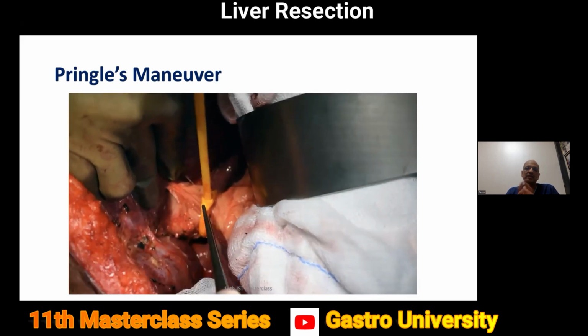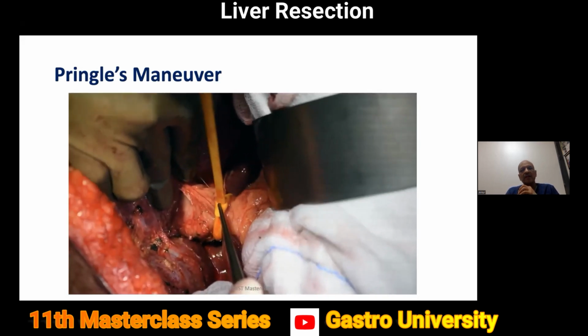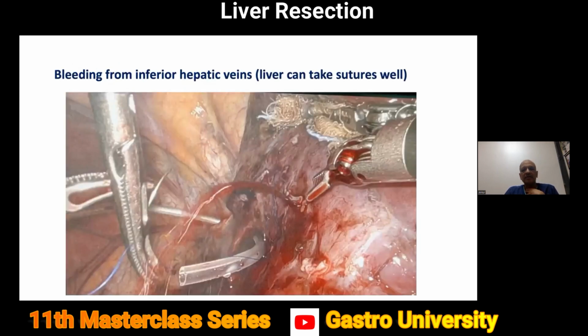You just loop it. For demonstration's sake, I've tightened the Foley's. But you can just leave it loosely around the hepatoduodenal ligament, and as and when the need arises, just tighten it. And you can do it for 15 to 20 minutes, as I just talked about in an intermittent Pringle's maneuver.